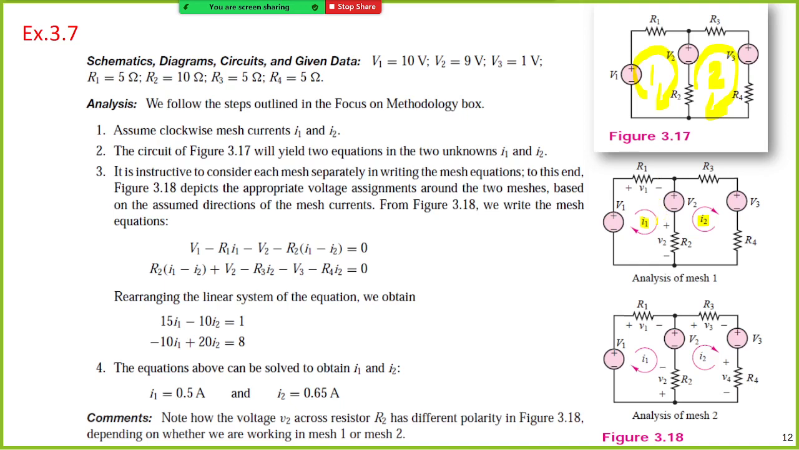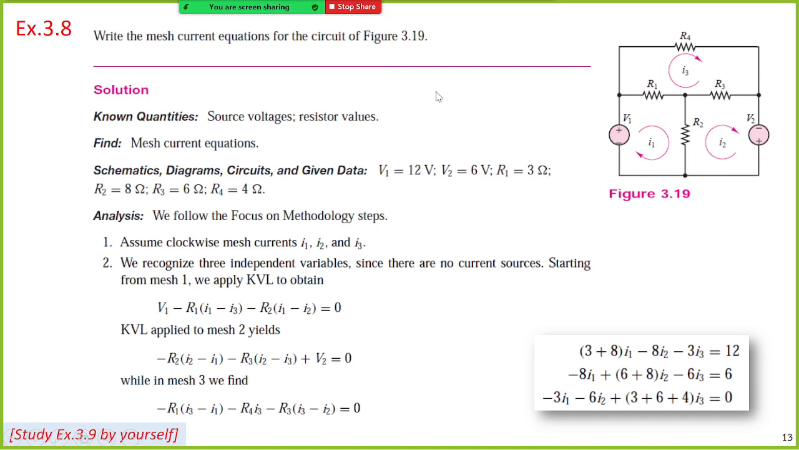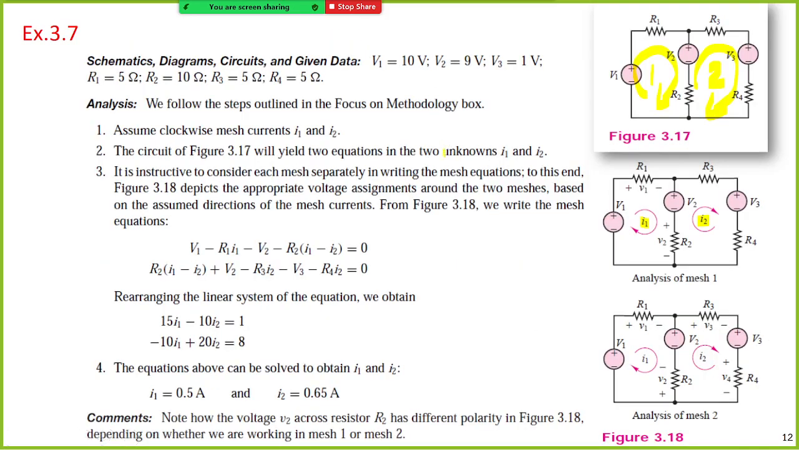First apply the KVL with this loop. What we know is V1, V2, V3. We know no value and all R. We know all R values. Okay, so apply KVL here.